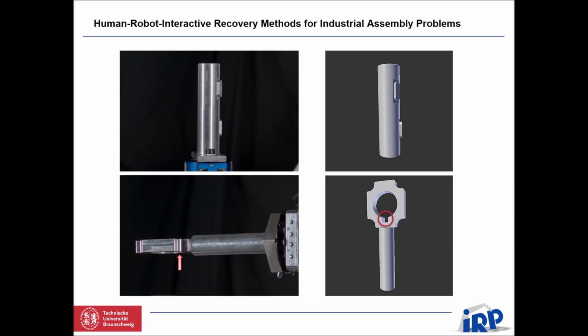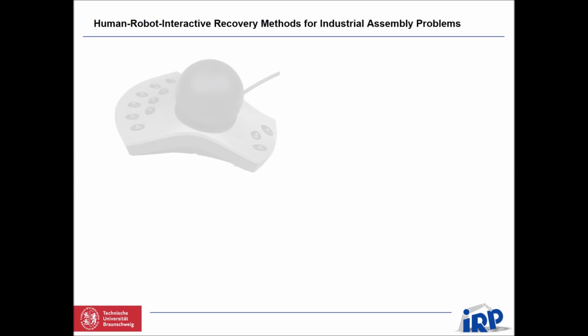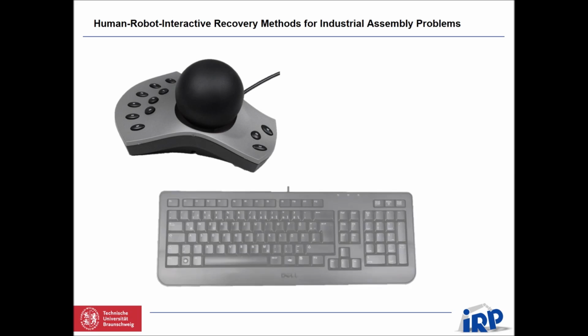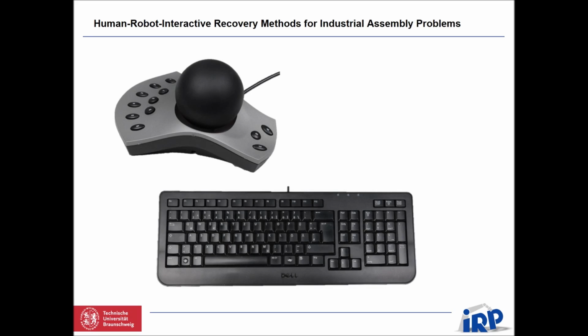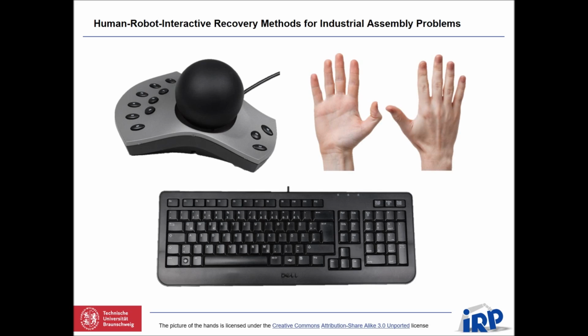To solve those errors, we implemented four possibilities to interact with the robot: a control with the space mouse and a control with the keyboard due to their widespread existence in industry. Furthermore, a kinesthetic teaching mode to control the robot by hand, and last but not least, a modified version of kinesthetic teaching with a contact situation adaptive stiffness.